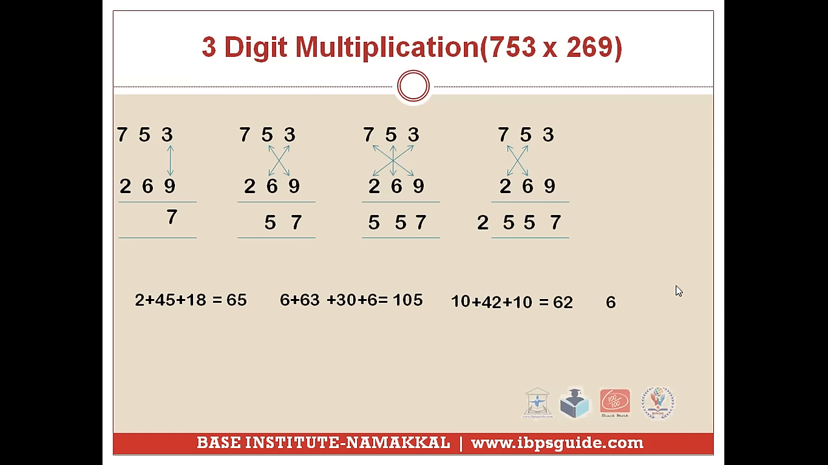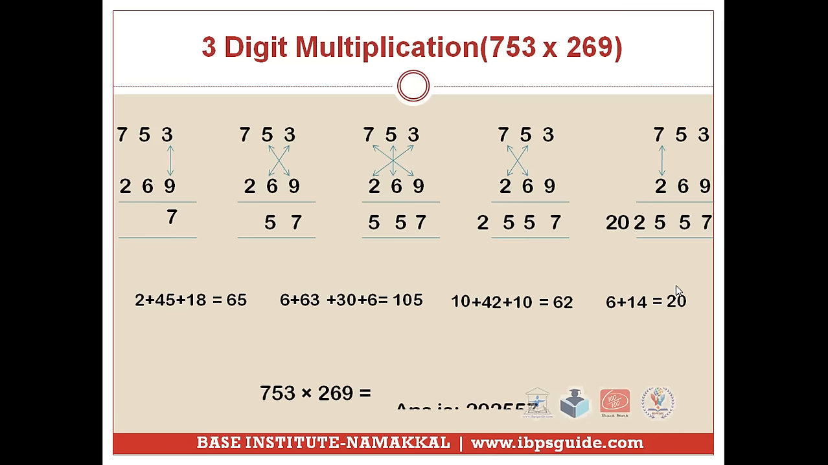And in the next step, we have to consider the 100th digits, that is 7 and 2. Multiplying the 7 into 2, we will get 14. So adding these numbers 6 plus 14, we will get 20. So placing 20, we will get the answer. Friends, finally we will get the answer 202557. Friends, initially this method looks very hard, but while practicing more times, this will look very easy.